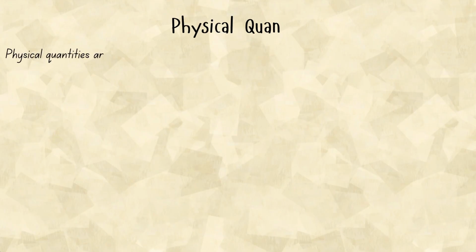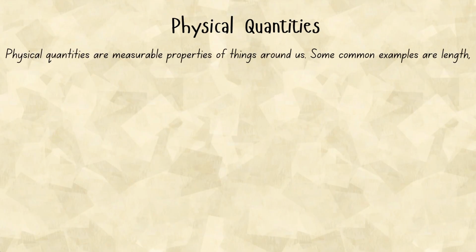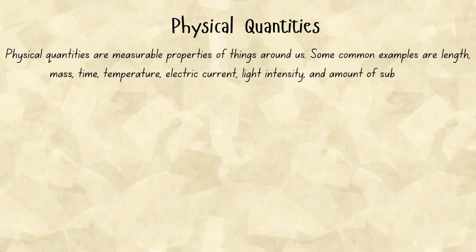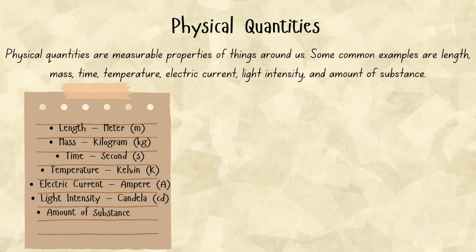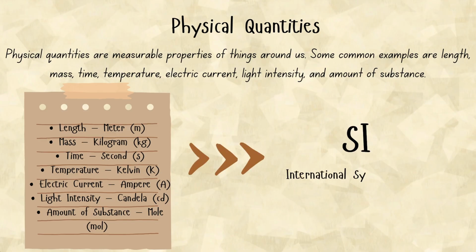Physical quantities are measurable properties of things around us. Some common examples are length, mass, time, temperature, electric current, light intensity, and amount of substance. For length, we use meters. Mass is measured in kilograms, time in seconds, temperature in Kelvin, electric current in amperes, light intensity in candelas, and amount of substance in moles. These units are part of the International System of Units, or SI, which is used worldwide to keep things consistent.